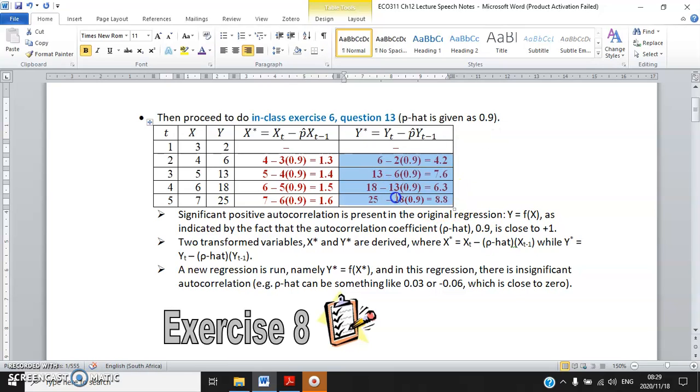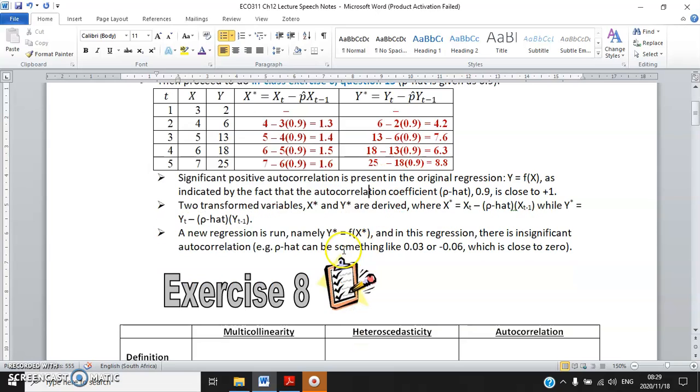Then you complete the column, and then you run the transform regression, y asterisk as a function of x asterisk. And it is argued that by running this transform regression using the transform x and transform y, we can finally get rid of autocorrelation.